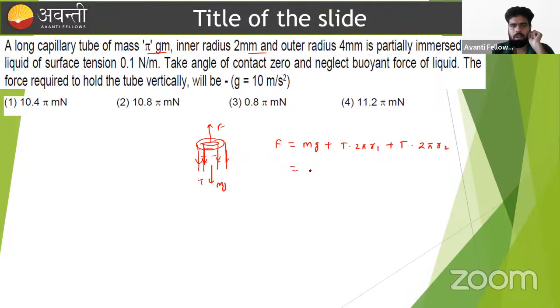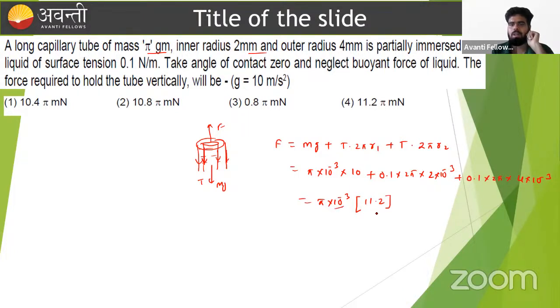Put the value of m here, pi gram, that is 10 raised to power minus 3. g we have to put as 10. Surface tension 0.1, 2 pi R1, where R1 is 3 into 10 raised to power minus 3. Again surface tension 2 pi and R2 is 4 into 10 raised to power minus 3. If we solve this, pi into 10 raised to power minus 3, and what will happen here, 0.1 plus 0.1, this value will equal 11.2.